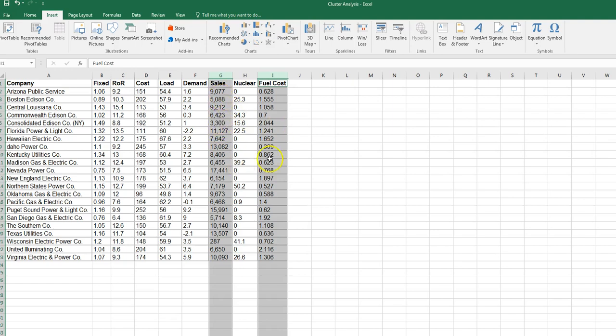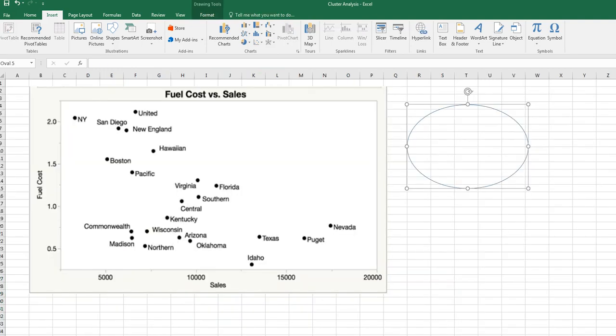So let's pick sales and fuel cost as the 2 attributes that we want to consider first out of these 8 attributes. And if we draw a scatter plot for fuel versus sales for each of these 22 companies, this is what the scatter plot will look like. And when you pay attention to the scatter plot, you'll see that there appear to be 2 or 3 clusters based on the sales and the fuel cost values for each of these companies.